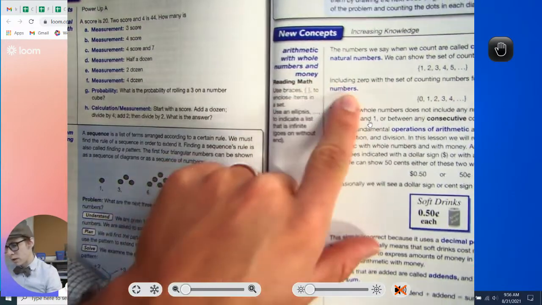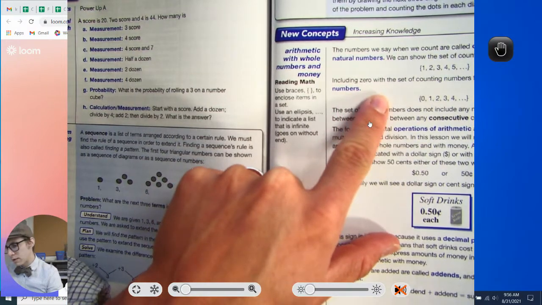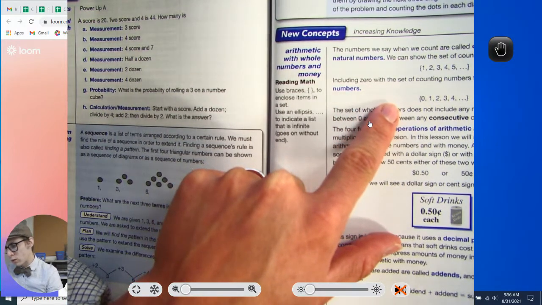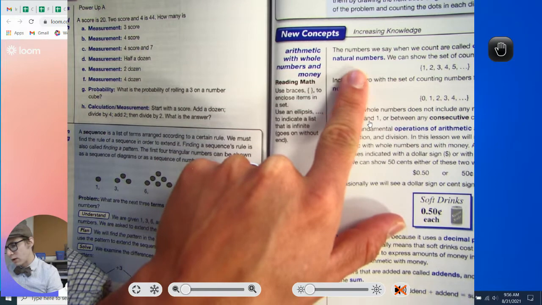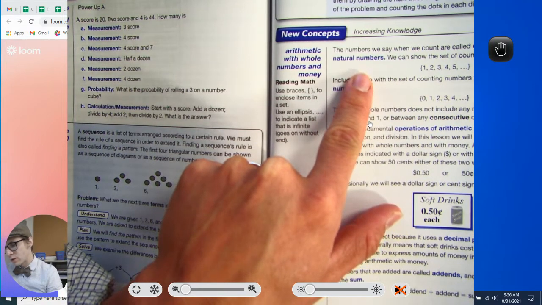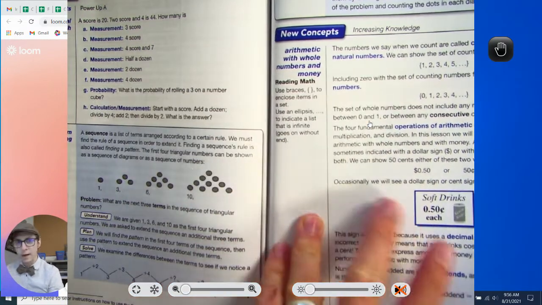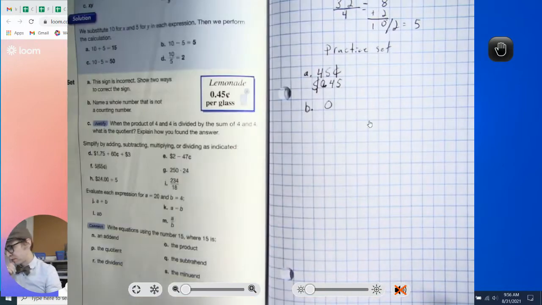Where do they talk about that in this chapter anyway? Here we go. Including 0, the set of counting numbers forms the set of whole numbers. The set we call our counting numbers or natural numbers. We can show a set of counting numbers this way. All right, so that's where they're talking about it.